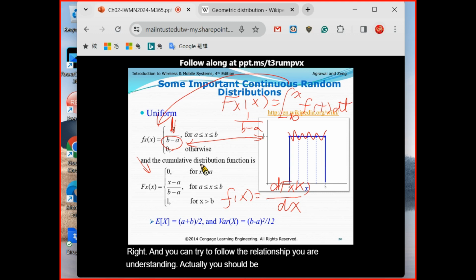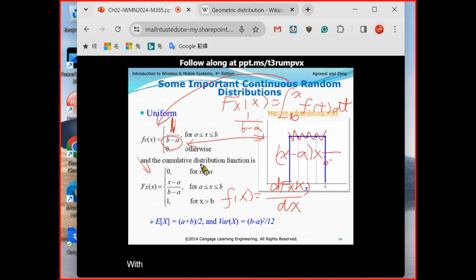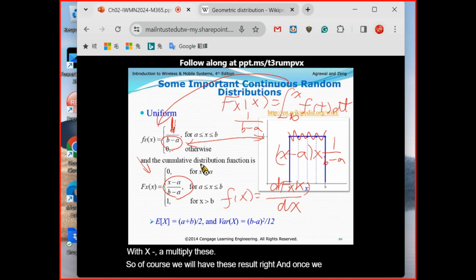Lower than A, we have 0 because there is no probability. But beyond A, falling within A and B, we have the formula. Through the integral, we get an area. The area is x minus A multiplied by this. So of course we have this result. And once we go beyond B, the total probability is 1, so we have 1.